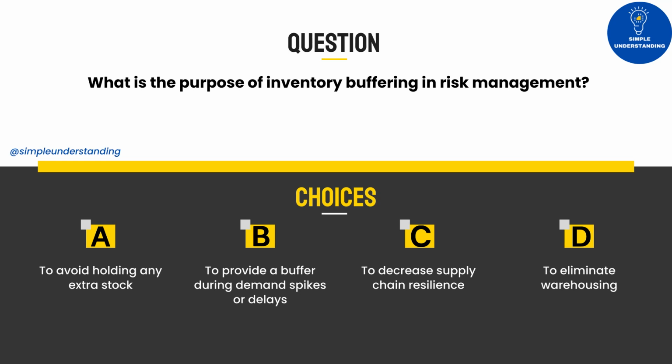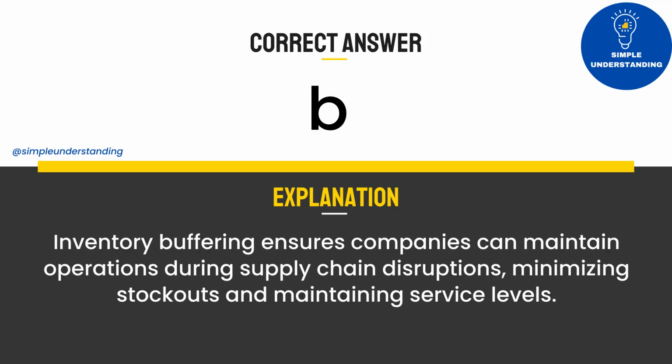5. What is the purpose of inventory buffering in risk management? A. To avoid holding any extra stock. B. To provide a buffer during demand spikes or delays. C. To decrease supply chain resilience. D. To eliminate warehousing. Correct answer, B. Explanation. Inventory buffering ensures companies can maintain operations during supply chain disruptions, minimizing stockouts and maintaining service levels.